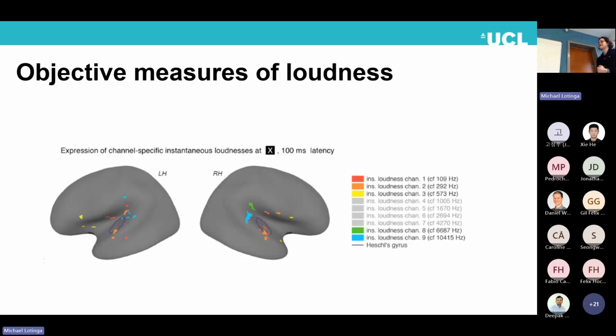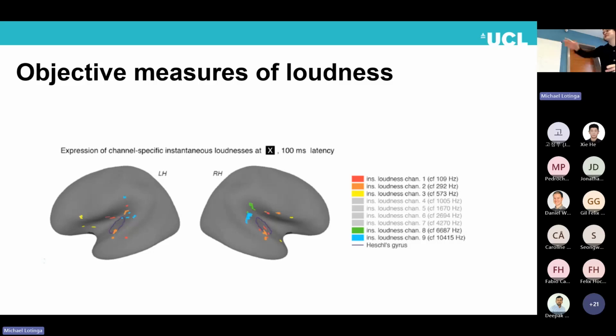Last 2 slides, I want to finish with some more advertisement for loudness. So all the spectral loudness summation, binaural loudness summation, it's not something subjective. You see it when you do studies on the human brain. Here we did an MEG study where we looked for correlates with specific loudness.